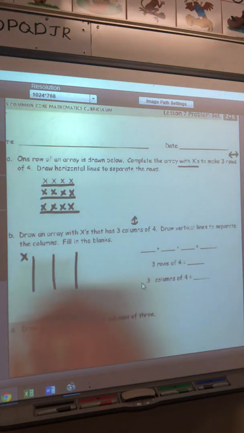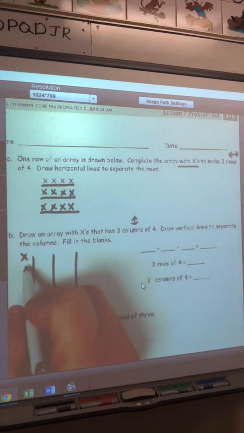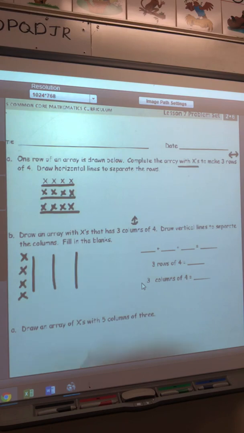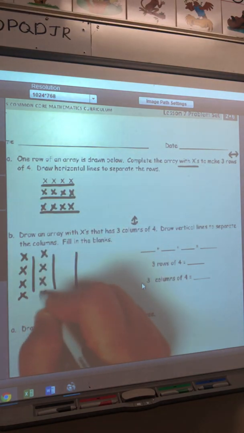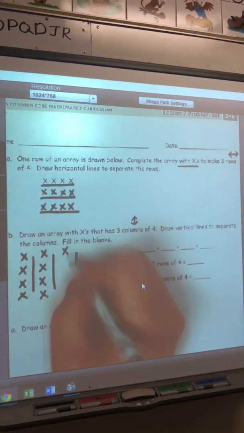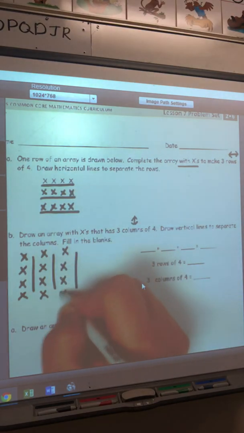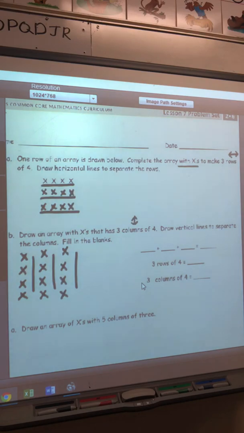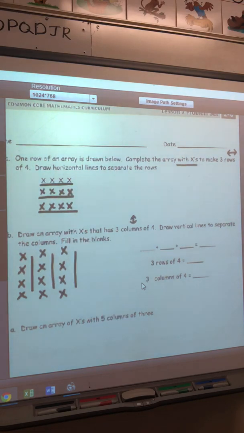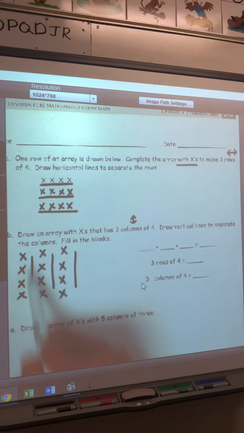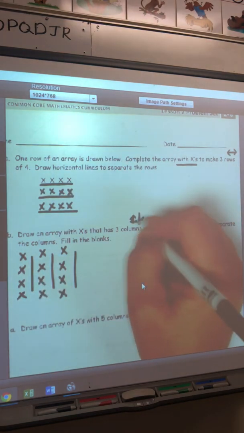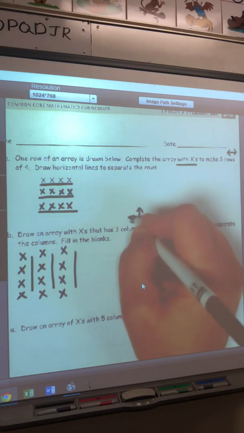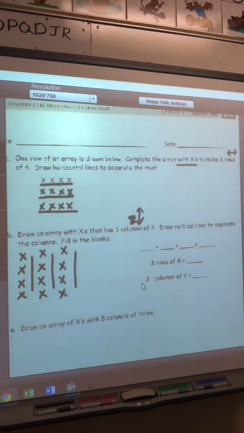Now my rows, we're not doing rows, we're not going this way, we're going to do columns. 1, 2, 3, 4. That's 1 column. 1, 2, 3, 4. And again for the 3rd column. All right, now your array should look like mine. It says draw vertical lines to separate, and that is what we've done. Vertical lines, vertical, vertical. I'm going to make my arrow right here better. Okay, vertical lines.